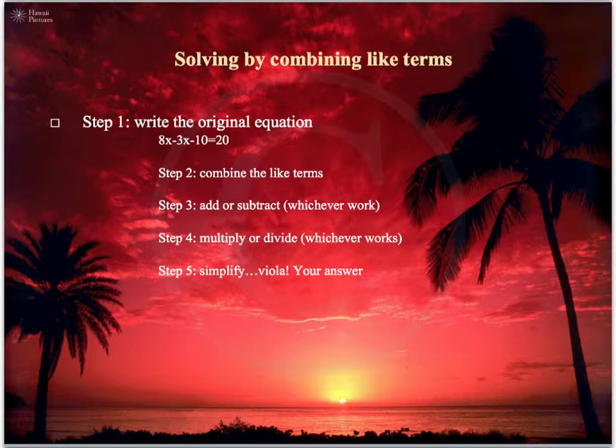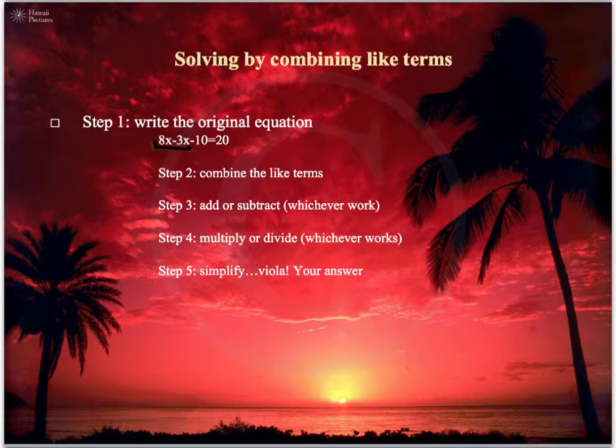Now, let's go on and do each of these categories. So, solving by combining like terms. Well, like terms are terms that have the same variable raised to the same power. So if I look at this problem right here, 8x minus 3x, those are like terms. Okay, so 8x and 3x are like terms.